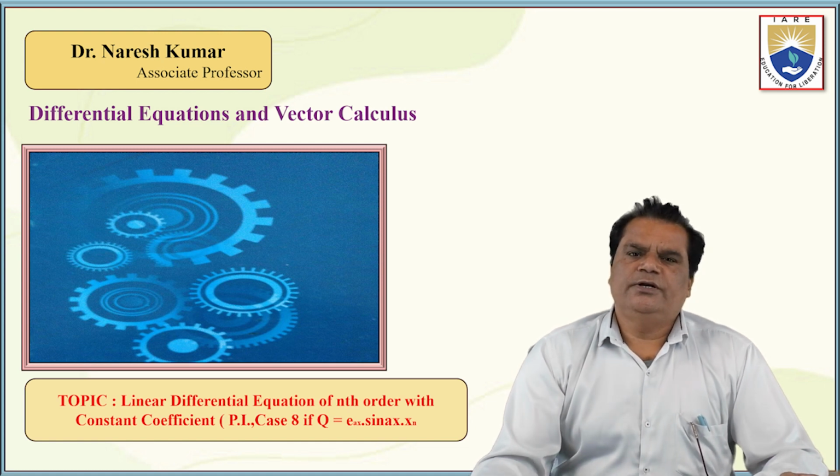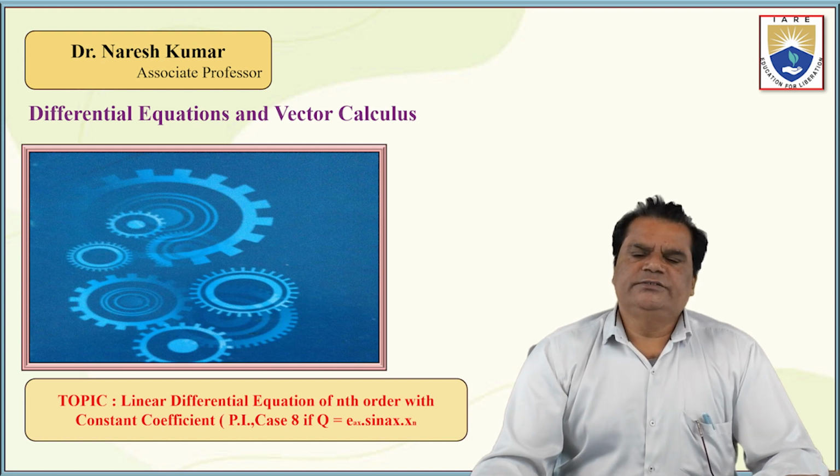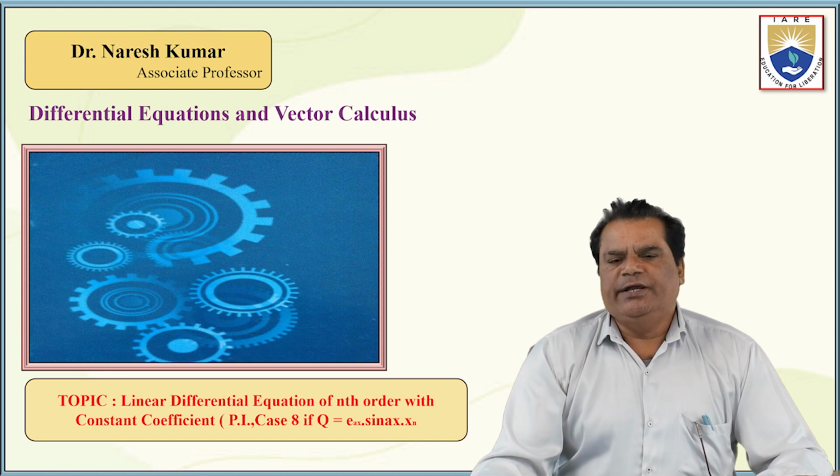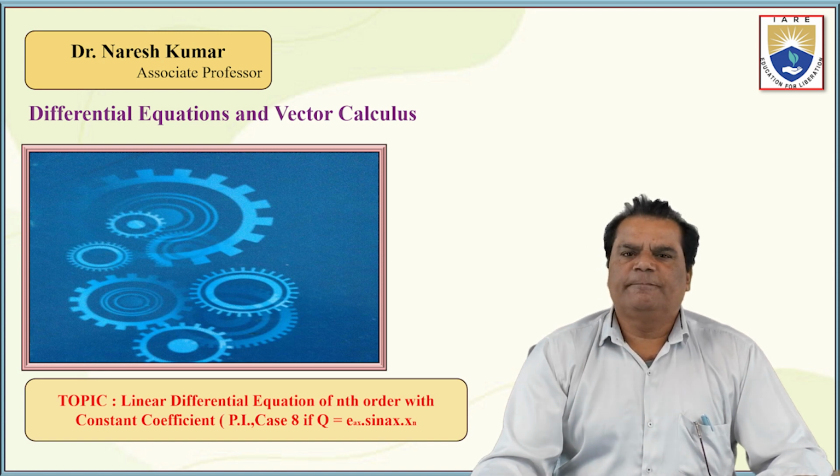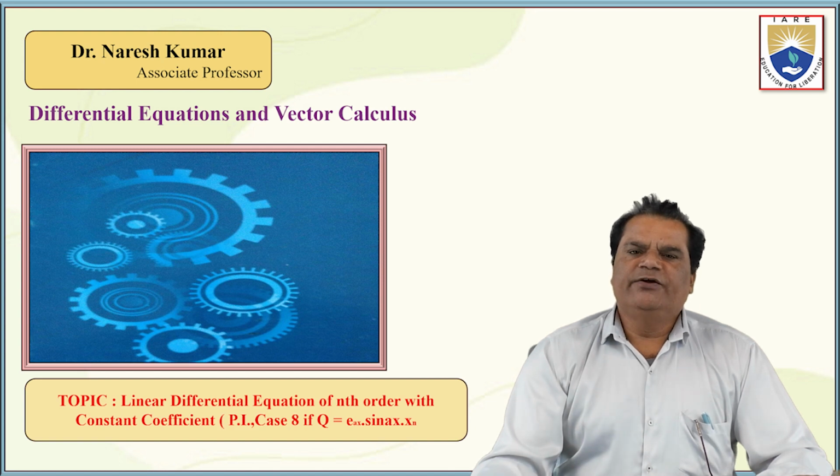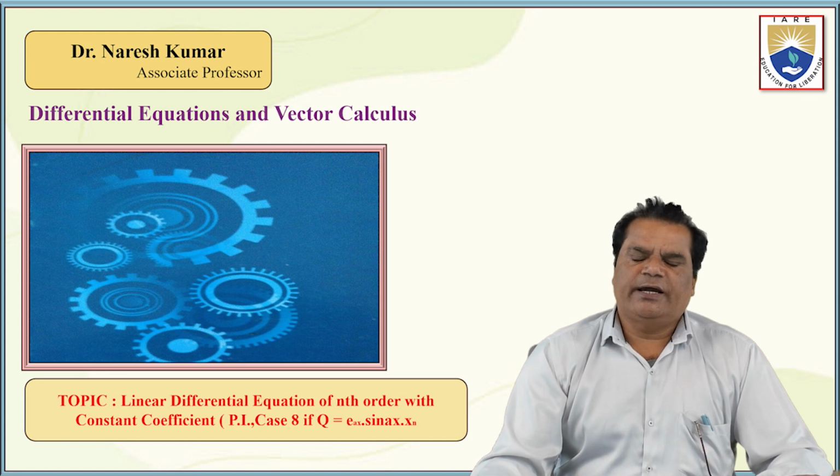In the last lecture, we have already discussed case 8. In case 8, the functions are given. So, how many functions are given in case 8 for finding the particular integral? In a linear differential equation of second order with constant coefficients, the right hand side of the differential equation is a function known as Q. Q is some function of x, Q equal to say f(x).